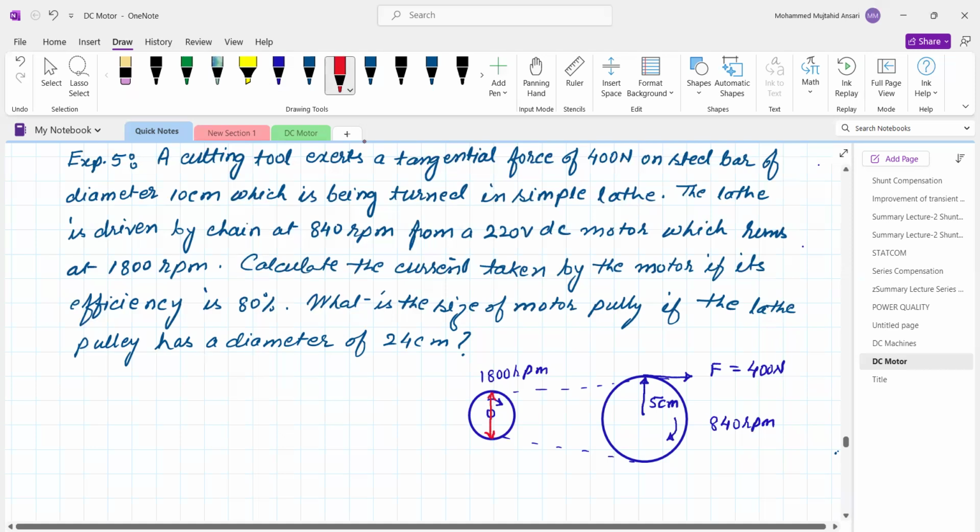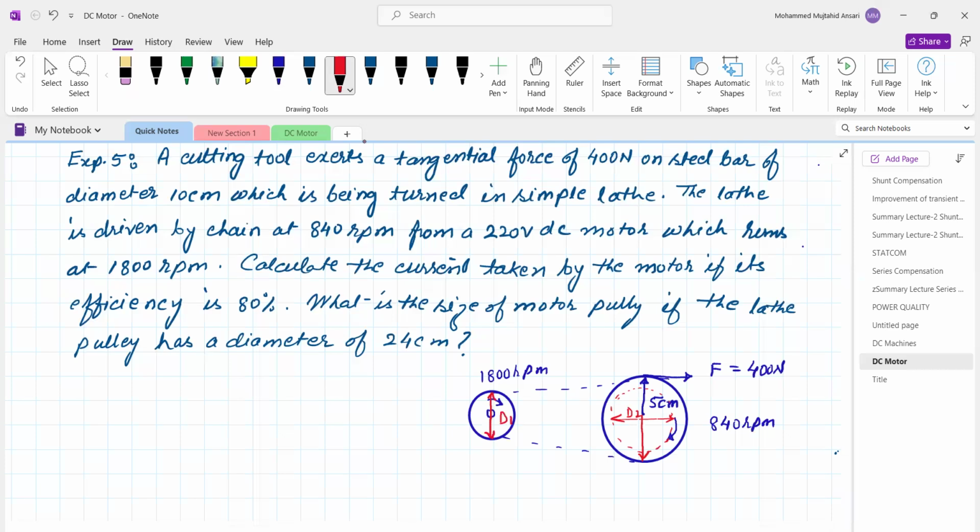Let the diameter of this one be D1 and the diameter over this one be D2, which is connected to the wheel over here. Suppose this diameter is d2. Definitely the speed is more here, and here the speed will be small. So 840 rpm, it is connected with this one. Now we'll try to solve this numerical.